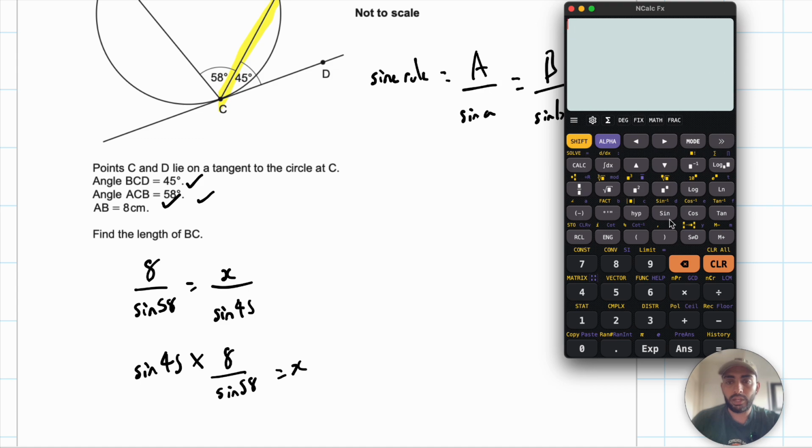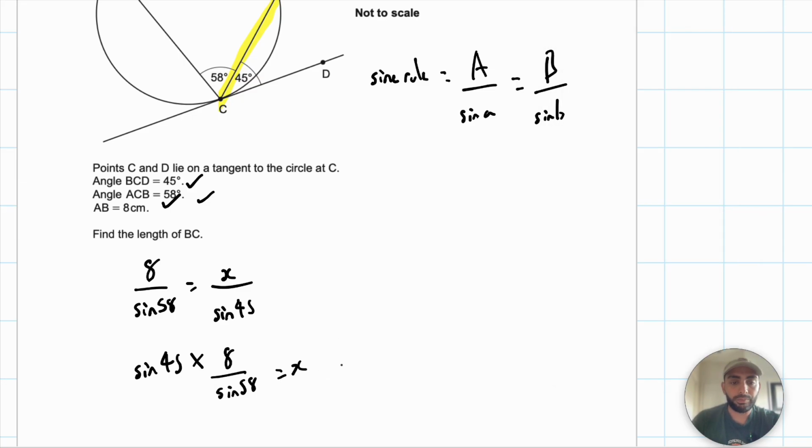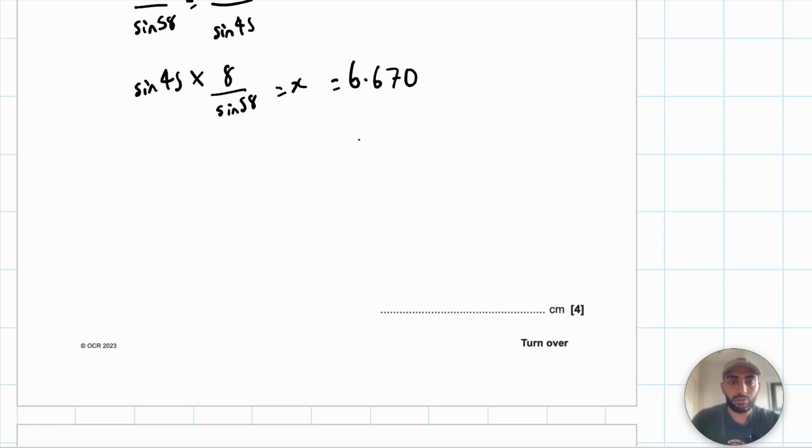Let's type this in. So we have sine 45 multiplied by 8 over sine 58. That gives me 6.670. And I'll round it to 2 decimal places, so 6.67.